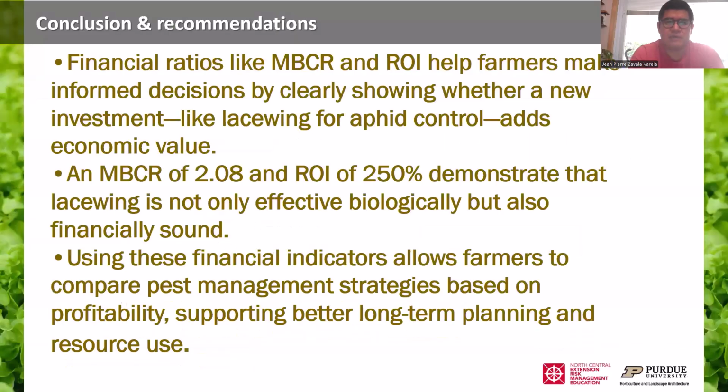With that being said, we have some conclusions. Financial ratios like the marginal benefit cost ratio or return on investment help farmers make informed decisions by clearly showing whether a new investment, like lacewings for aphid control, adds economic value to the current operation. In addition, these ratios demonstrate that lacewings are not only effective biologically but also financially sound, because this information proves that the farm in this case can gain a little more money. And using these financial indicators allows farmers to compare pest management strategies based on profitability, supporting better long-term planning and resource use.